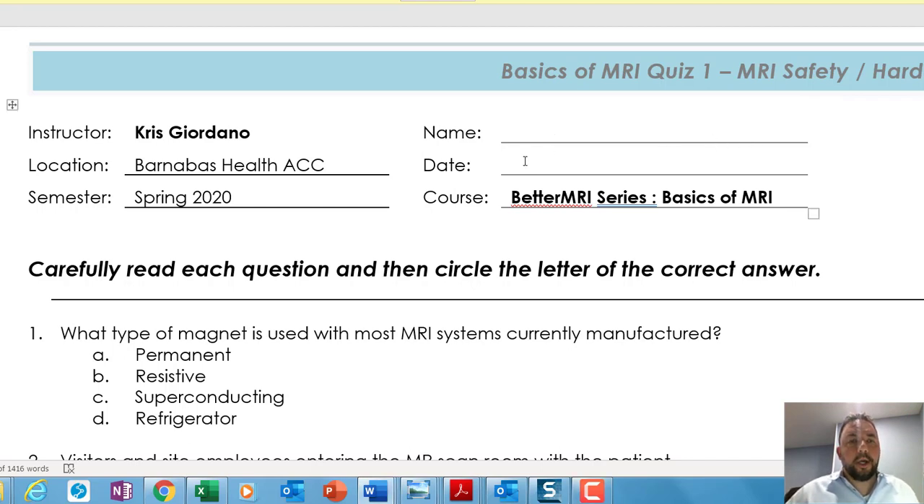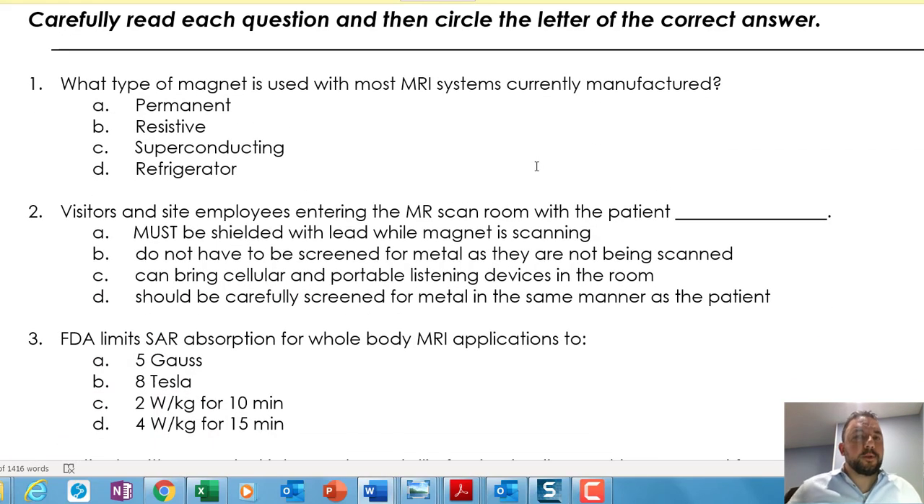Question number 1. What type of magnet is used with most MR systems currently manufactured? That would be a superconducting magnet. How do you define what is a superconducting magnet? That is a magnet that is defined by having supercooled gases, what we call cryogens, especially liquid helium, that are used to keep the windings inside the magnet supercooled at that temperature, 4 Kelvin, so that we can have a constant magnetic field. Magnet is always on. We treat and respect the magnet as always being an on entity.